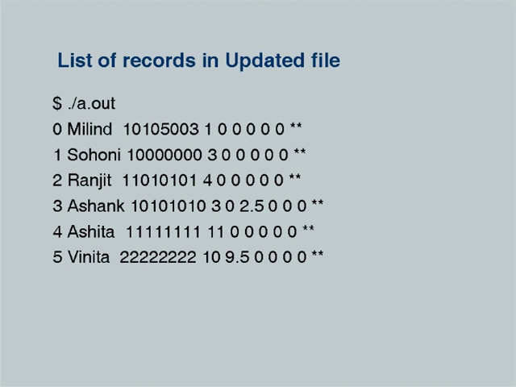information. Notice that the list of records in the updated file will be like this. So you will notice that 2 changes were made perhaps. Let's say Ashank's marks in the third test were changed and Vinita's marks in the first test were changed. So any update that will happen, happens logically onto the file directly.